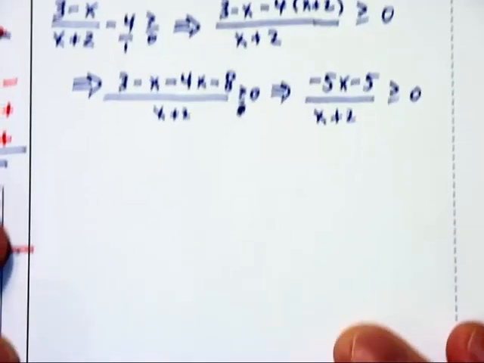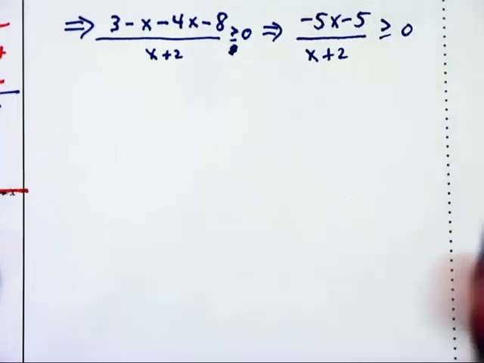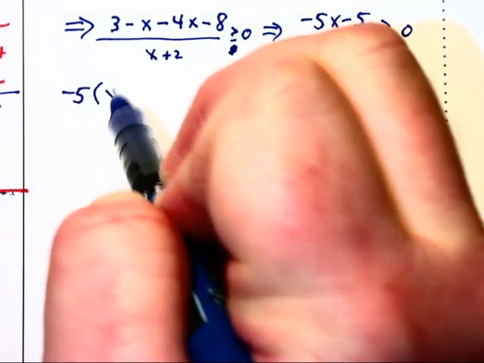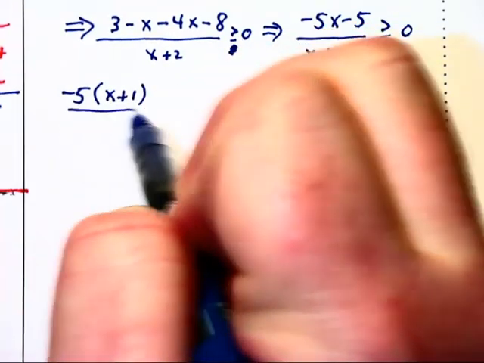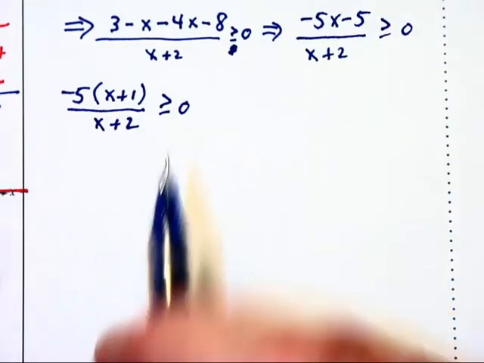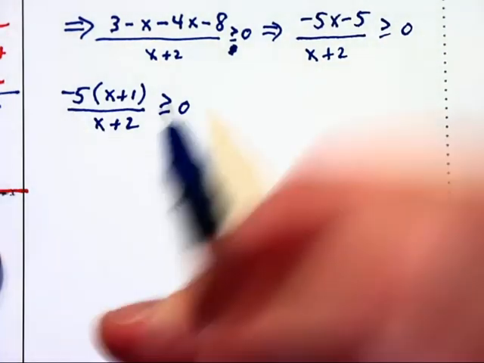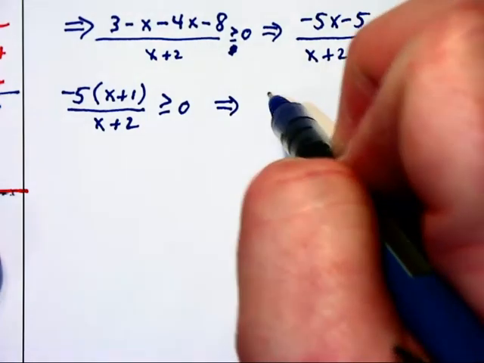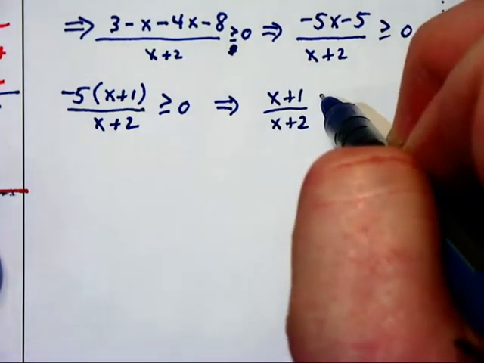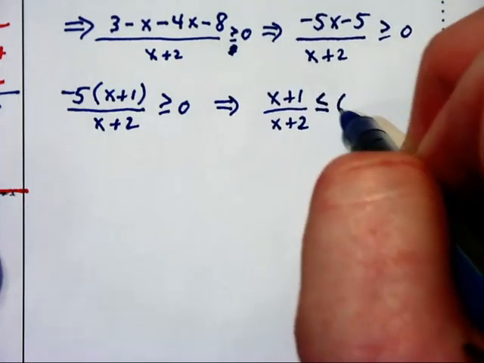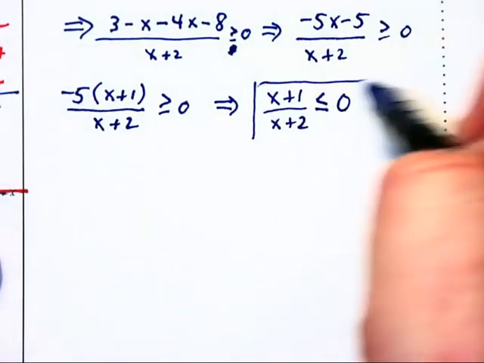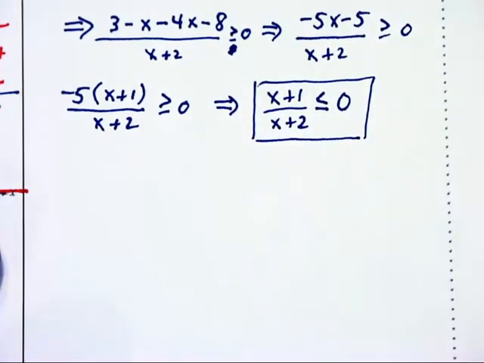This is still kind of coming together here, so let's do some more cleanup. Let's factor the negative 5 out of the numerator and have negative 5 times (x plus 1) over x plus 2 greater than or equal to 0. And then if we divide both sides by negative 5, we can get to (x plus 1) over (x plus 2) is now less than or equal to 0. And 0 divided by negative 5 is still 0. So this is basically the start of our problem.